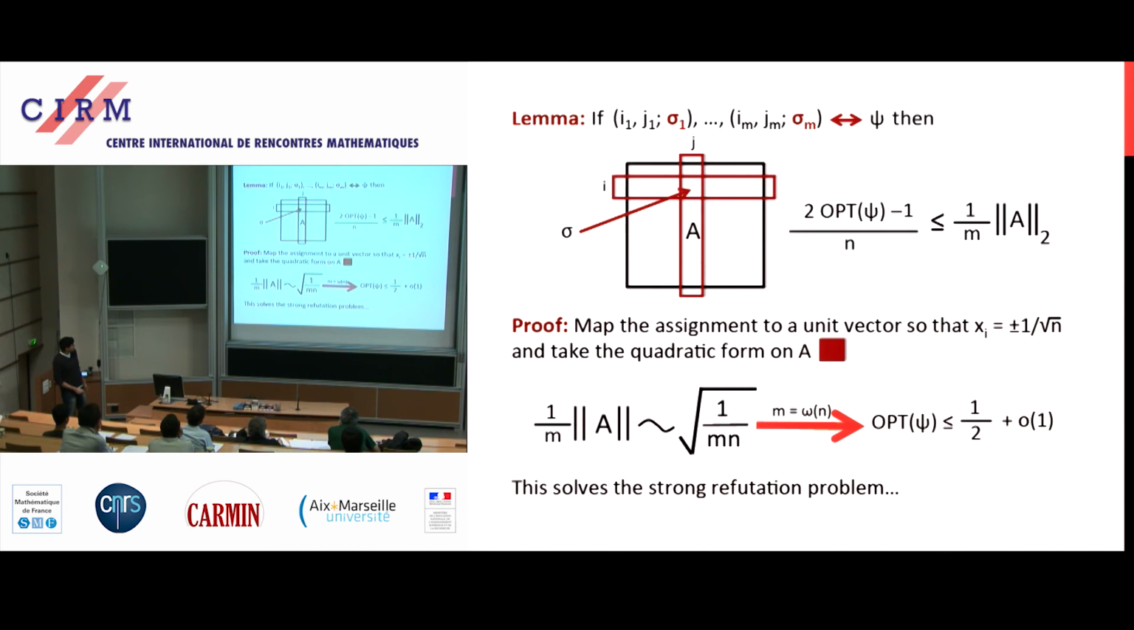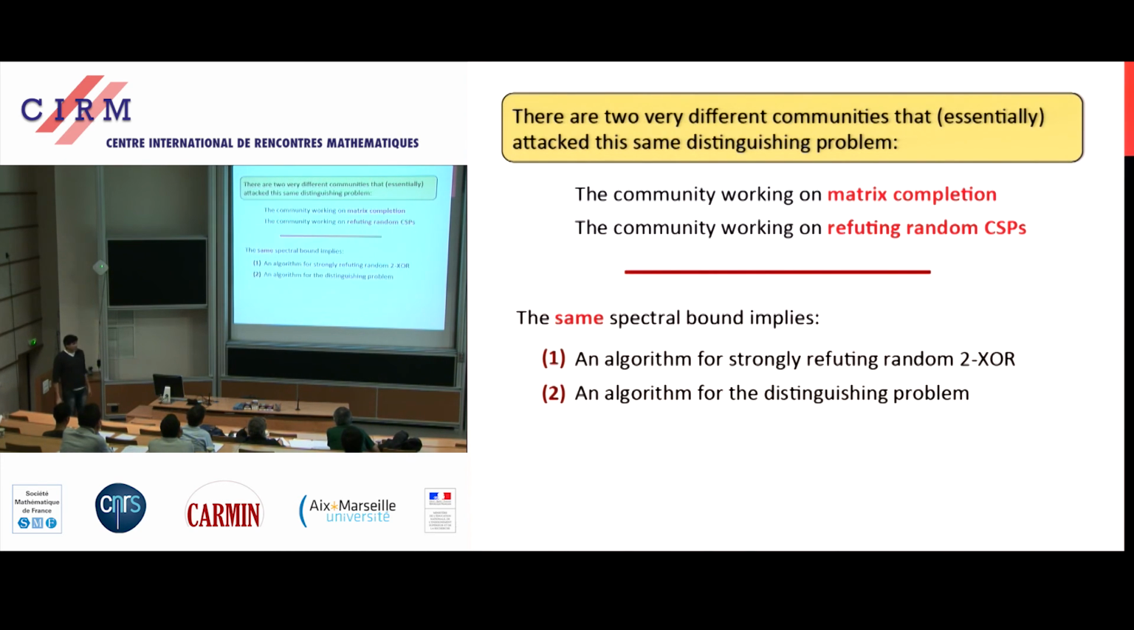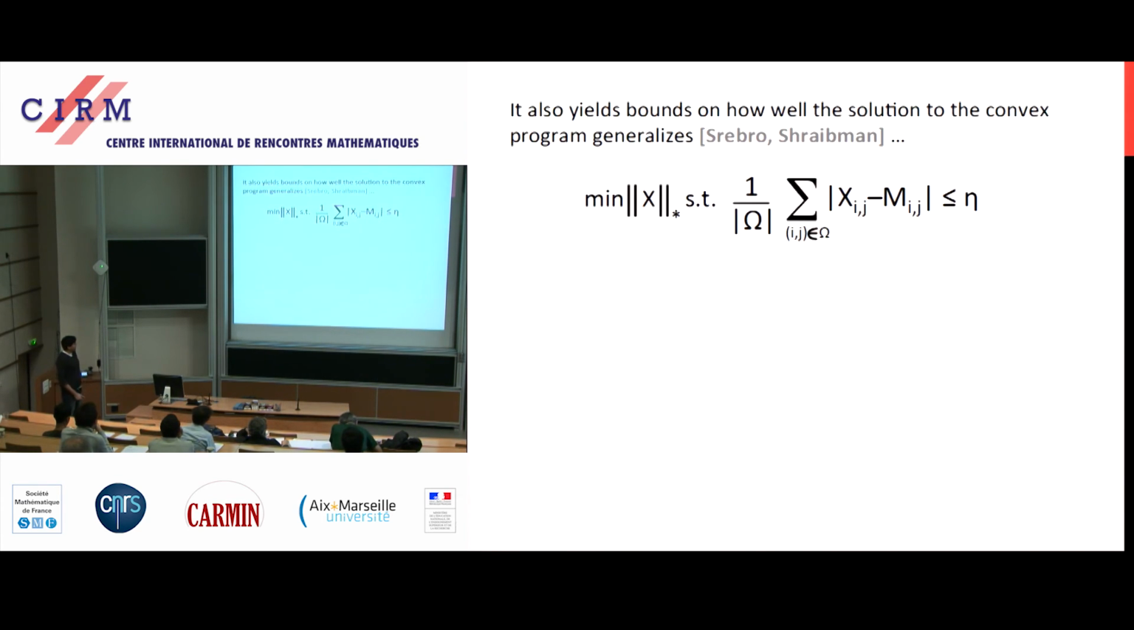That's actually the same spectral bound that allows you to distinguish between case 1 and case 2. Actually, that distinguishing problem is really trivial because in the planted case, there'll be a large spectral norm, and in the random case, there won't be. Same spectral norm underneath it. In fact, it's the same spectral norm that allows you to prove that matrix completion works and that nuclear norm is a good idea.